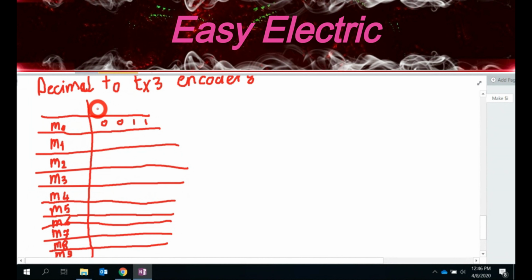So if I label the output E3, E2, E1, and E0, there should be 3. What should be M1? M1 in excess-3 should be plus 3, so 4, right? So 4 is 1, 0, 0, 0. How about 2? 2 plus 3 is 5. What should be the next? 3 plus 3 is 6. You should have 0, 1, 1, 0, right?